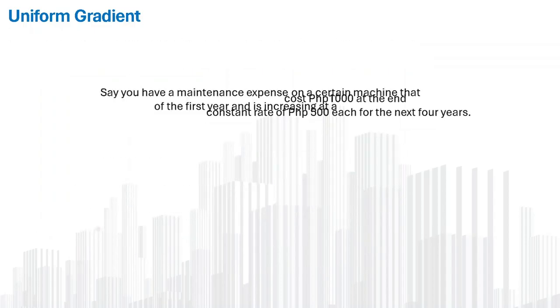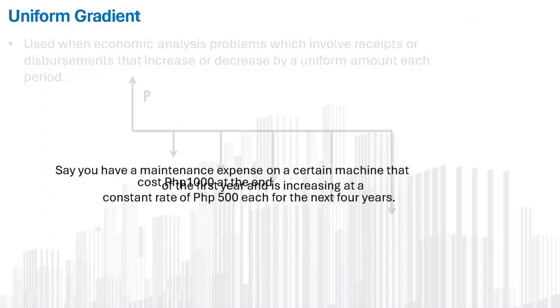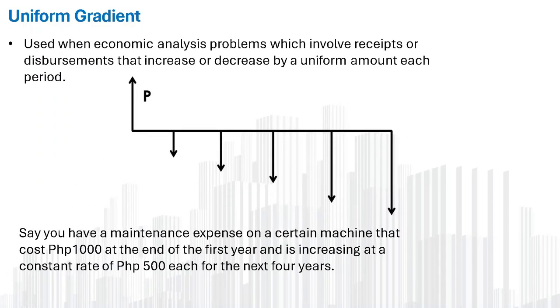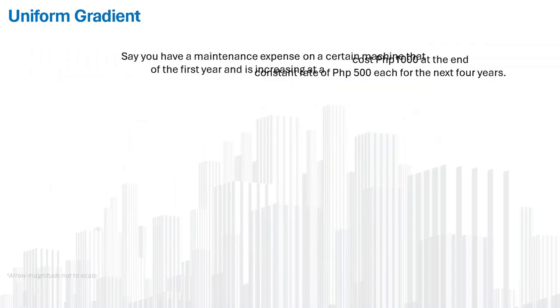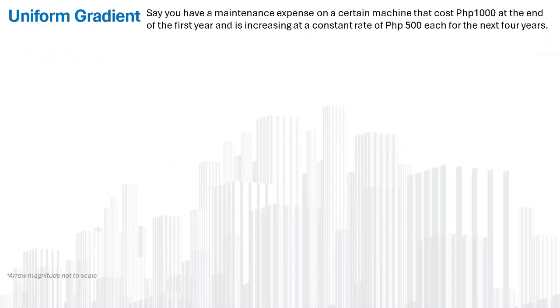So, in this particular example, backtrack lang natin. Say, para ipakita ko anong ibig sabihin nun, say we have a maintenance expense on a certain machine that costs about 1,000 pesos at the end of the first year and is increasing at a constant rate of 500 each for the next 4 years. So, nag-increase siya ng constant 500 pesos for the next 4 years. So, how do we show yung cash flow diagram niya?